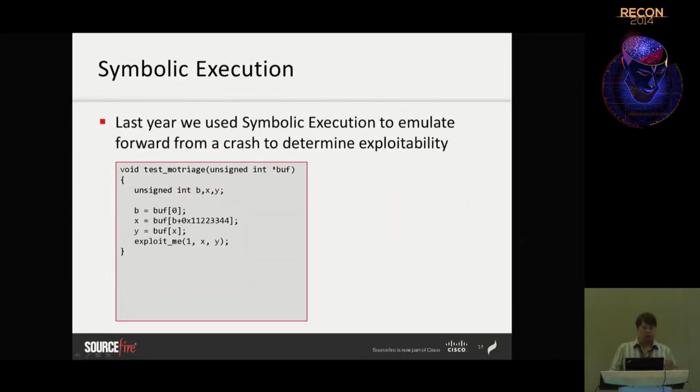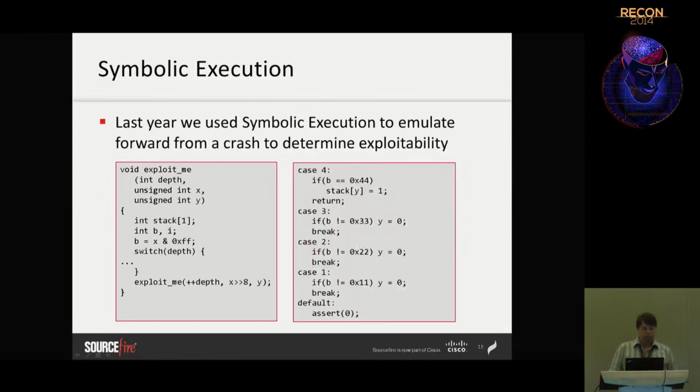So as I already mentioned, last year we used symbolic execution to look forward from the crash. Here's a contrived example, but you can see where we assign a value to x and we dereference off into the middle of memory. So clearly we crash right there. But then what we're looking for is, that was a read AV. We're looking to see if we can get to a write AV, which is in case 4 on the right here, where stack y equals 1.